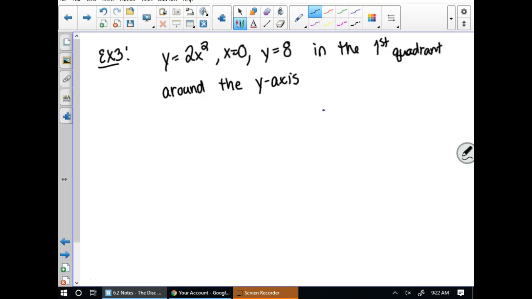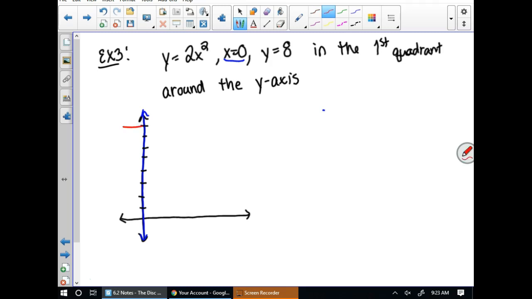cases. So we only really need the first quadrant. And x equals 0. Which line is x equals 0? The y-axis. So x equals 0, that's our y-axis here. And y equals 8. What type of line is that going to be? Horizontal line at 8.